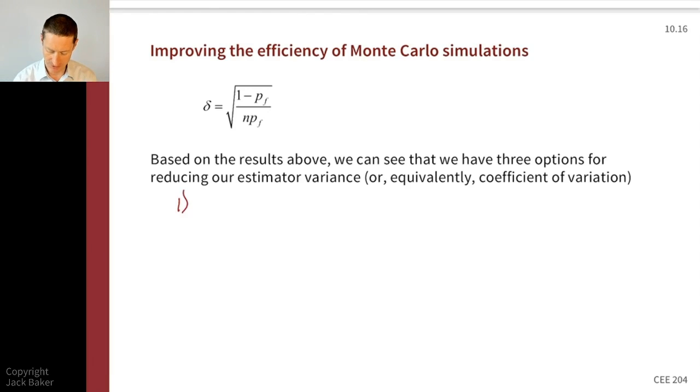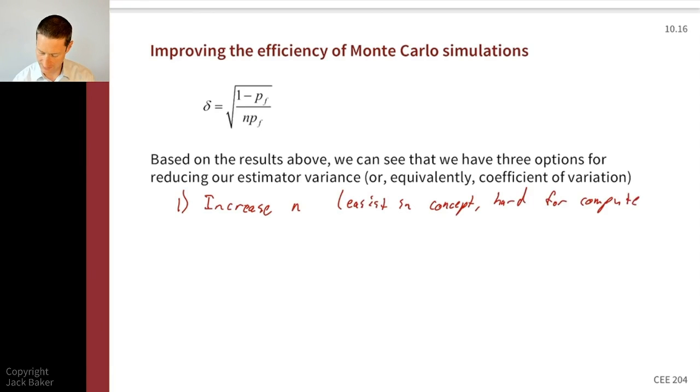The brute force way to do it is just increase the n. The more samples we do, the better we're going to do in terms of reducing that estimator variance. So that's the easiest in concept. Could be hard for the computer though, and we may run into situations where we can't feasibly increase that further.